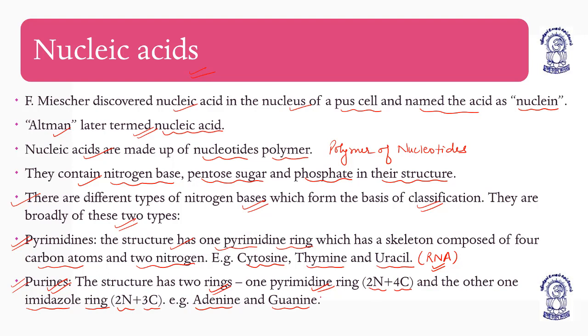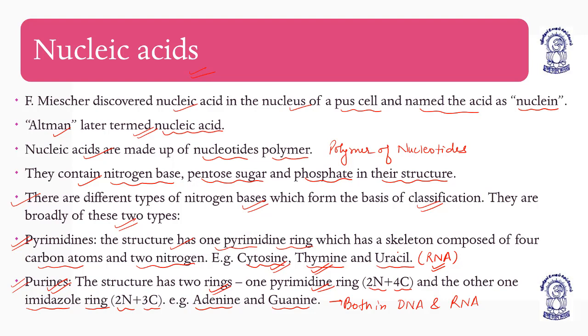In case of both ribonucleic acid and deoxyribonucleic acid, the purines are common. Adenine and guanine are present in both DNA and RNA. Among the pyrimidine bases, DNA has cytosine and thymine, and in case of RNA, thymine is replaced by uracil. Is that understood?